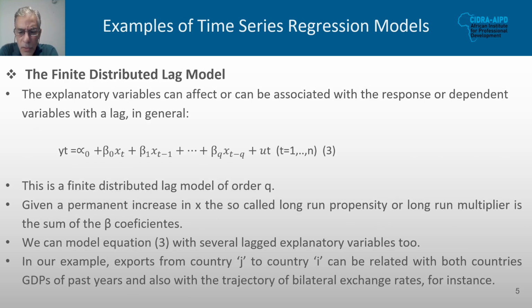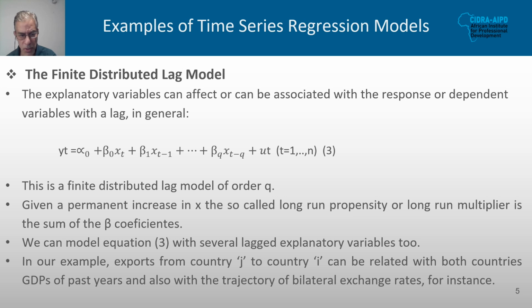Now we are going to talk a little bit about the finite distributed lag model. Remember that the explanatory variables can affect or can be associated with the response or dependent variable with a lag. In general, we can make this relationship explicit with equation 3. You see that y sub t is not only related with x sub t, but also related with lagged values of x sub t.